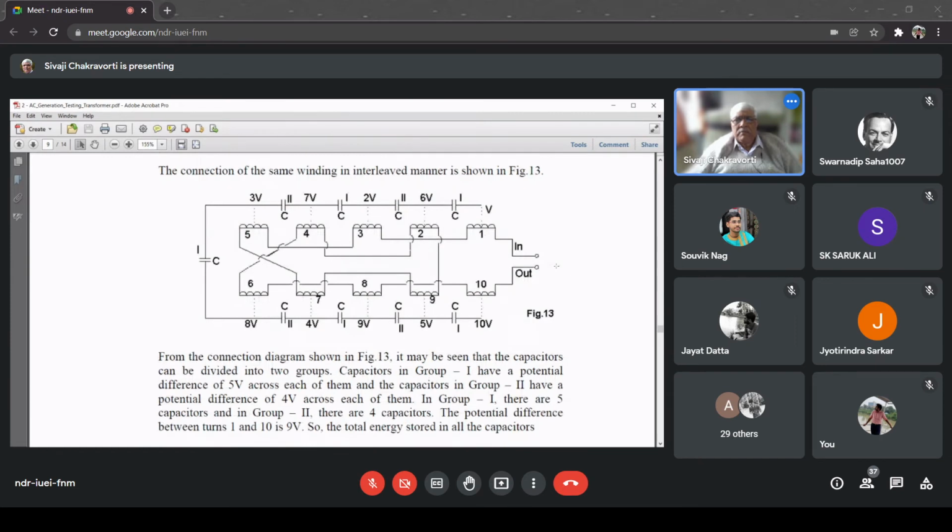This is the equivalent series capacitance. Now, if we alter the interconnection of the sections of the winding, that means 1 is not connected to 2, but 1 is connected to 3. 3 is connected to 5, 5 to 7, 7 to 9, then 9 back to 2, 2 to 4, 4 to 6, 6 to 8, 8 to 10, and back.